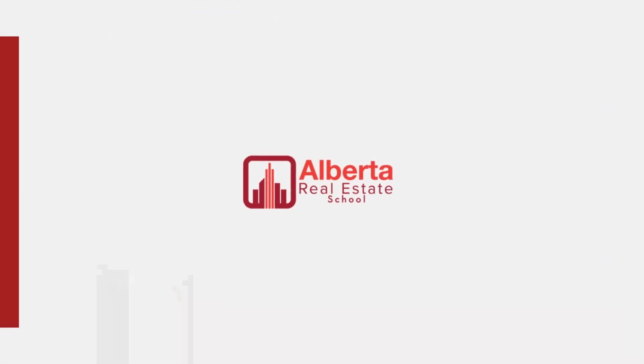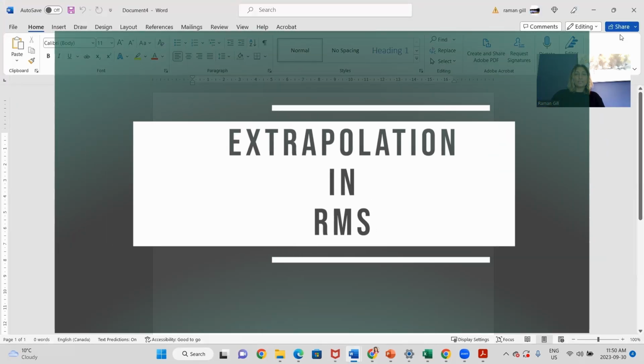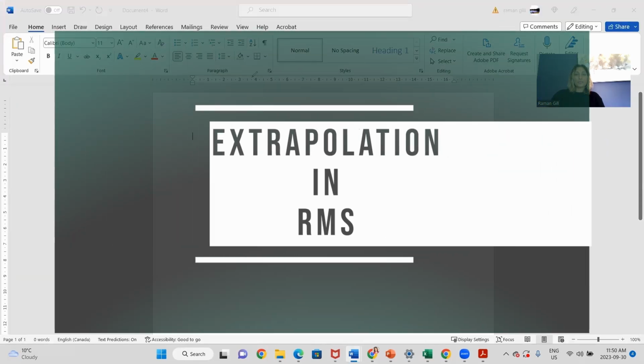I just don't get it, these extrapolating measurements. Okay, so let's take a look at extrapolation, because that's something that a lot of people struggle with.